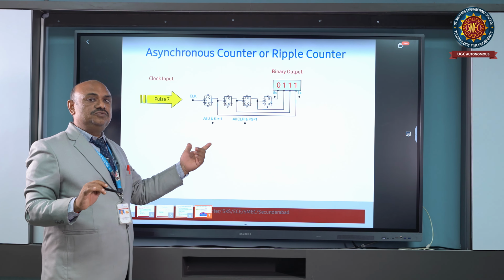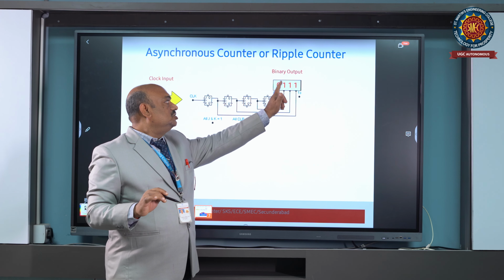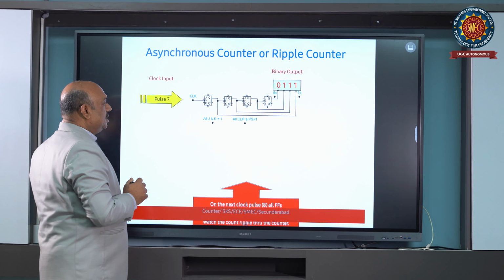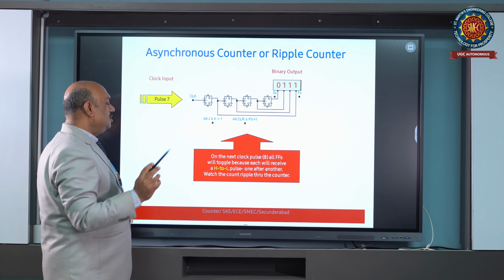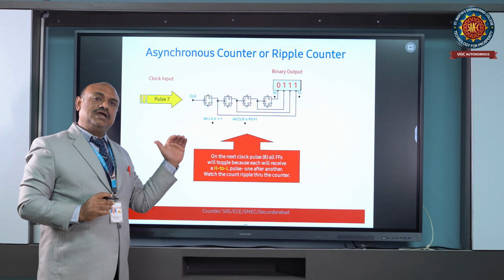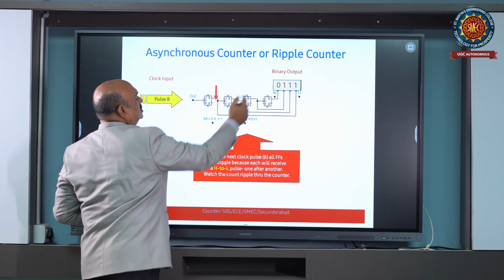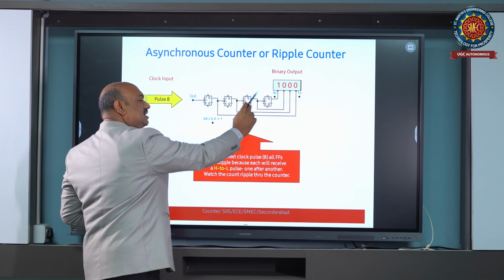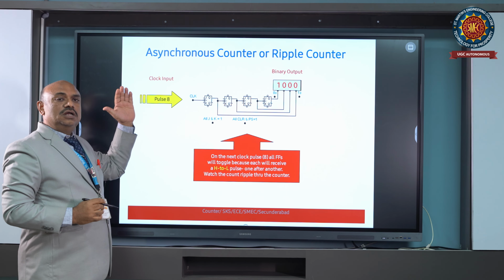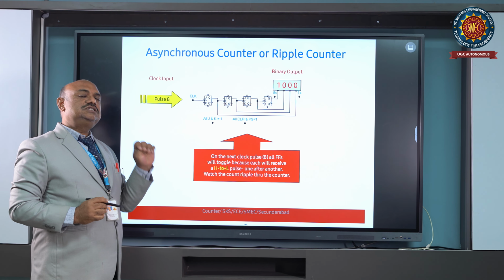Now on the next clock pulse, all flip-flops will toggle at the 8th clock pulse. This will become 1, this will be 0, this will be 0, and this will be 0. So the 8th clock pulse is very important here. At the 8th clock pulse, all the flip-flops will toggle because every flip-flop gets a high to low input. So we give the 8th clock pulse, this changes, this changes, this changes, and this also changes. Likewise, the 4-bit counter will count up to 16 clock pulses.